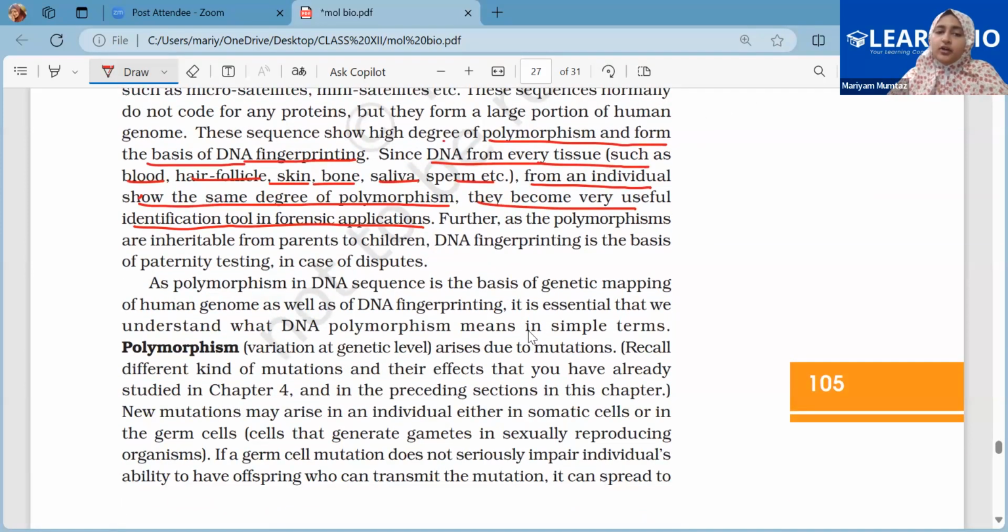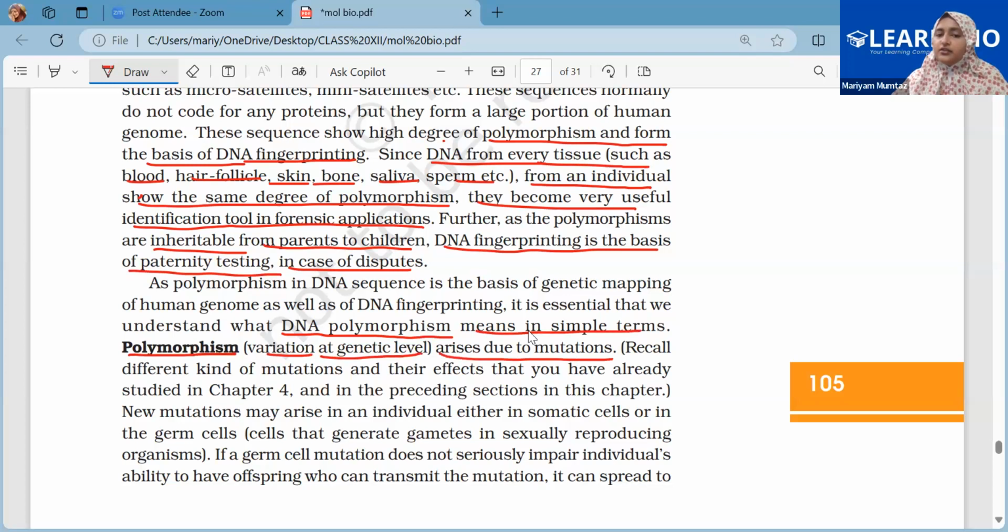Further, as the polymorphisms are inheritable from parent to children, DNA fingerprinting is the basis of paternity testing in the case of disputes. As polymorphism in DNA sequence is the basis of genetic mapping of the human genome as well as of DNA fingerprinting, it is essential that we understand what DNA polymorphism means in simple terms. Polymorphism, variation at genetic level, arises due to mutation.